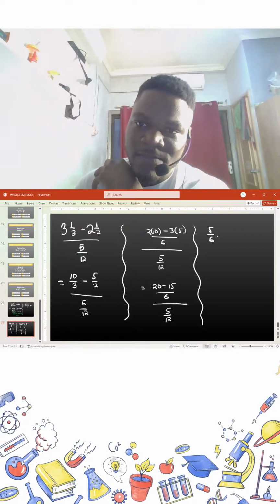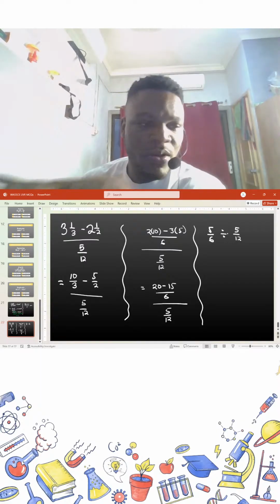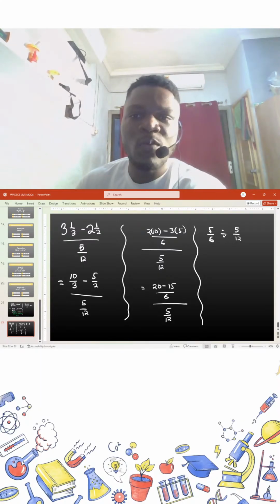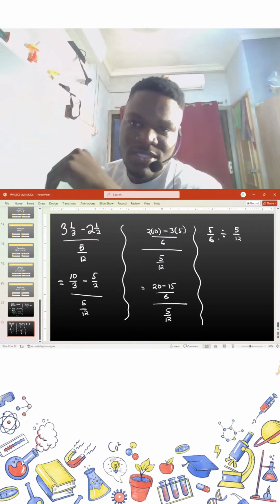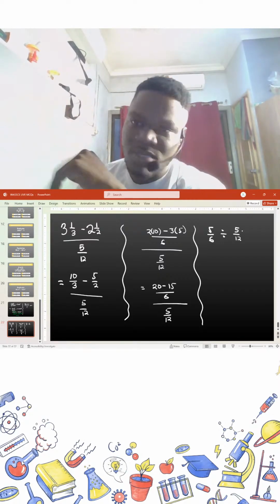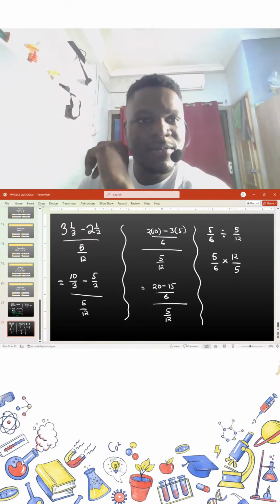Then divided by, so I'll make this a long division sign. Then I have 5 over 12. To get rid of the division sign and solve this problem, we need to reciprocate this guy, 5 over 12. We need to interchange their positions and then change the division to multiplication. So I have here 5 over 6 multiplied by 12 over 5 at this point.